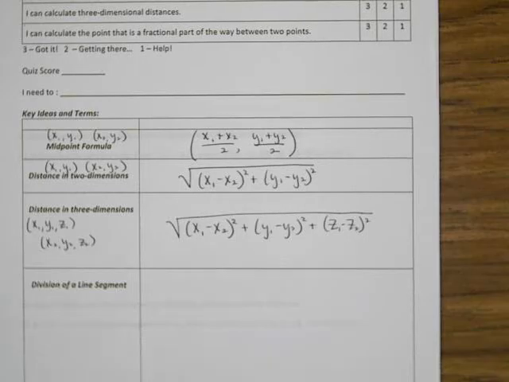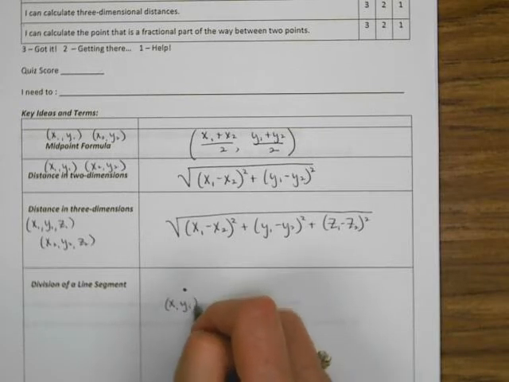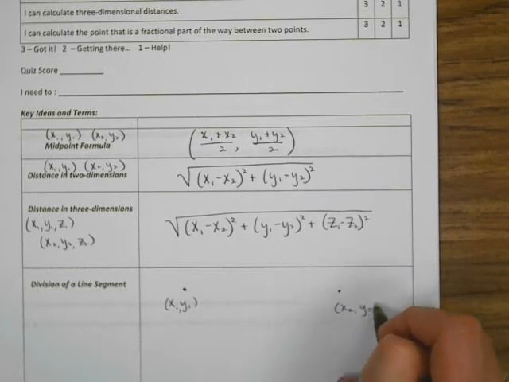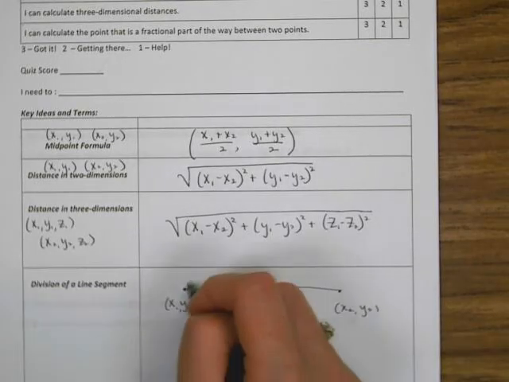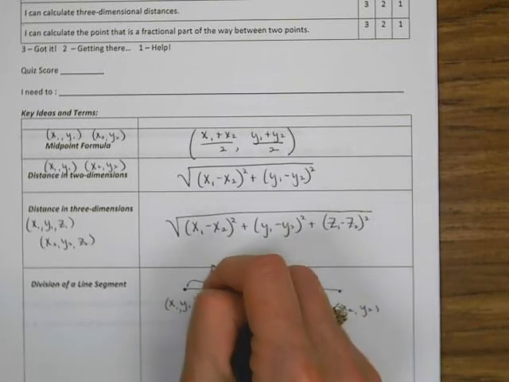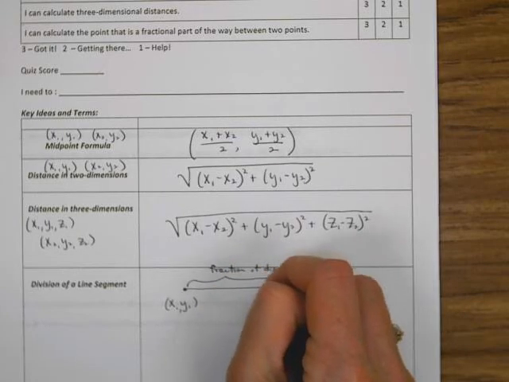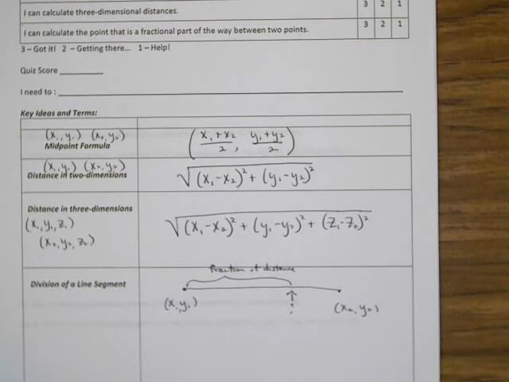Division of a line segment. So what this is talking about, if we have some point x1, y1, and we have another point x2, y2, and we have the segment, and we want to know a fraction of the distance down. So this represents some fraction of the distance, and we want to know where is this point.